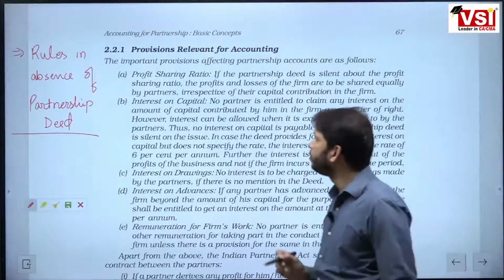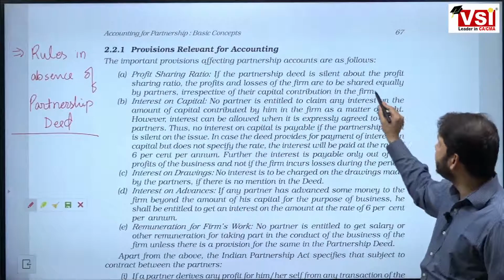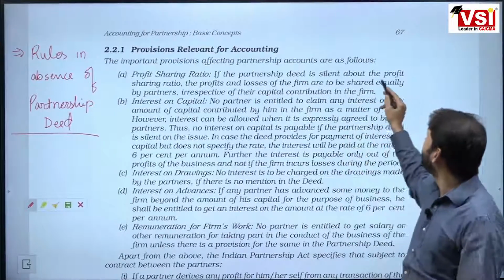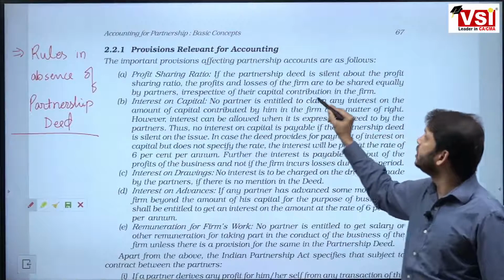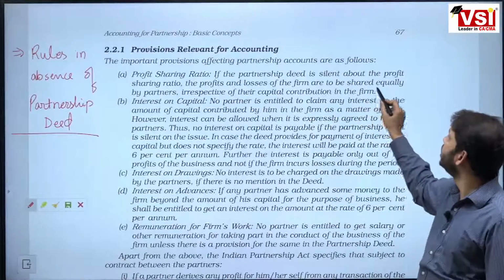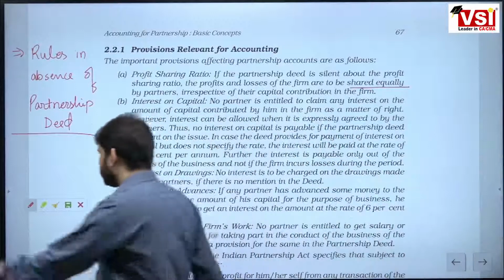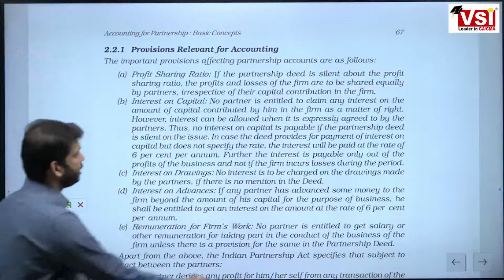First of all, about profit sharing ratio. If the partnership deed is silent, silent means it is not saying anything about the profit sharing ratio, the profits and losses of the firm will be shared equally. I am just writing down all these things separately so that we will understand it better.